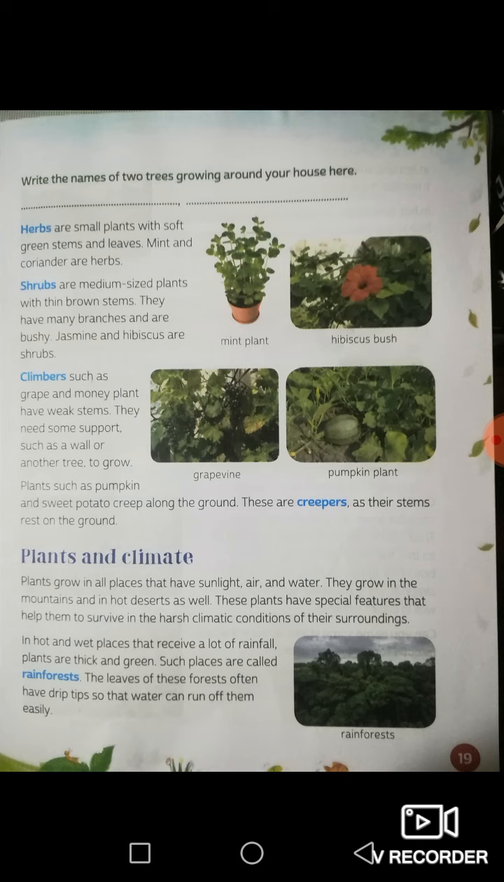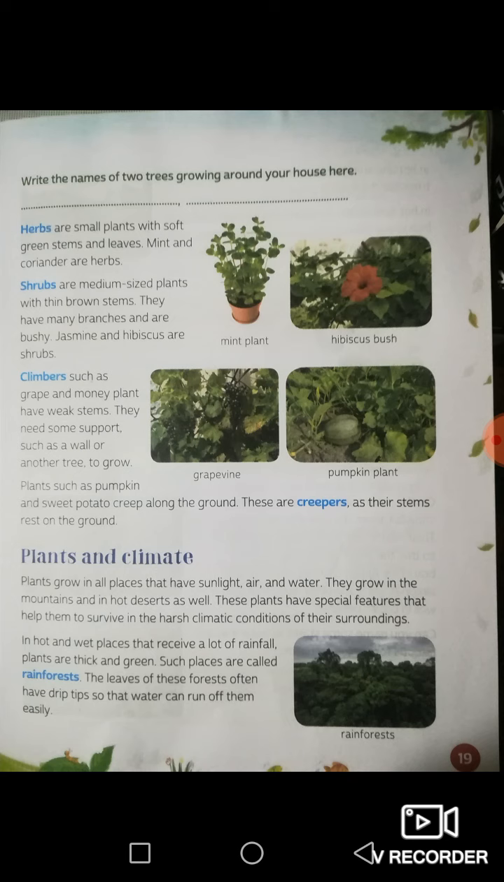Now, after trees come herbs. Let us read. Herbs are small plants with soft green stems and leaves. Mint and coriander are herbs. Do you know what mint is? Do you know what coriander is? Yes, you may have eaten them sometime. Or maybe mommy uses it in her cooking, right?